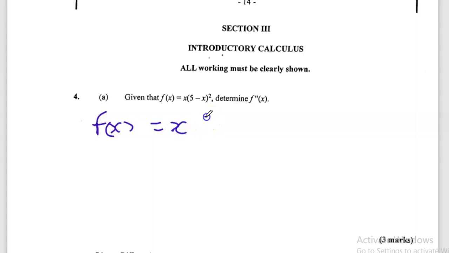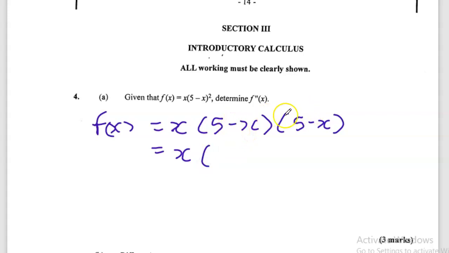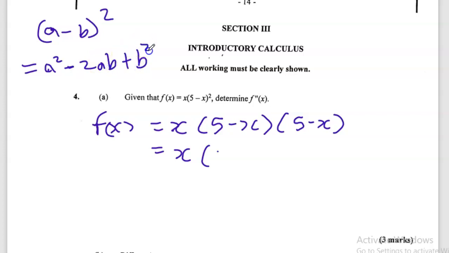So it's x into 5 minus x times itself. So this would be x into the expansion. Remember, a minus b all square is the first term square, minus 2 times the product of the two terms, ab, plus b squared. We can apply the same principle here: 5 minus x squared. The 5 would be like the a, and the x would be like the b. So we'd have 25, minus 2 times 5x, so minus 10x. And the final term square, that's plus x squared.